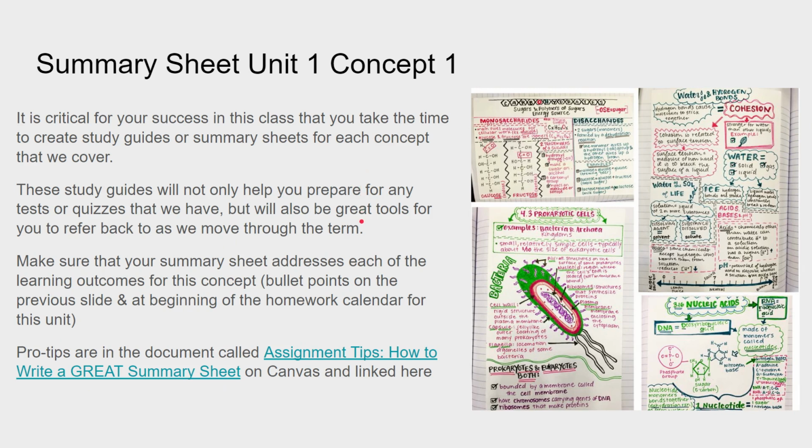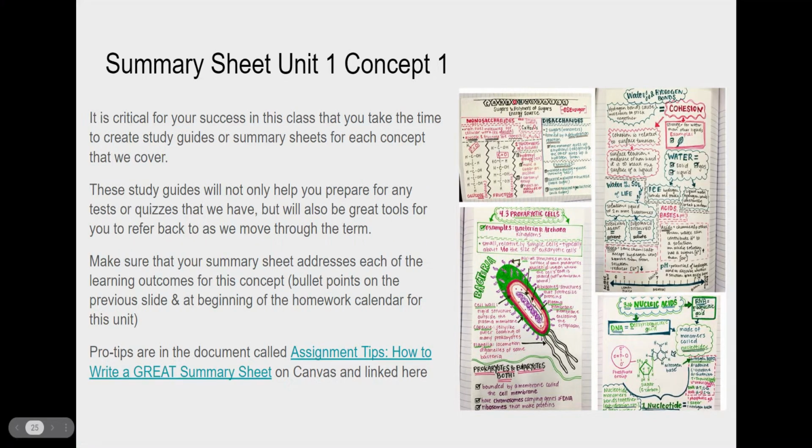Third, I guess my third point is that it's also a great skill to develop before you head off to college, being able to summarize these complex ideas. And so you want to make sure that your summary sheet addresses each of the learning outcomes. This will be the bullet point on the previous slide, or the beginning of the homework calendar that I put up on Canvas for this unit. You'll see those learning outcomes there. And then if you want some tips, you'll see this on Canvas. It's also linked in the homework calendar document.